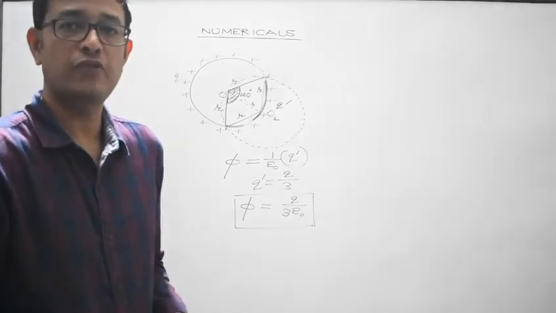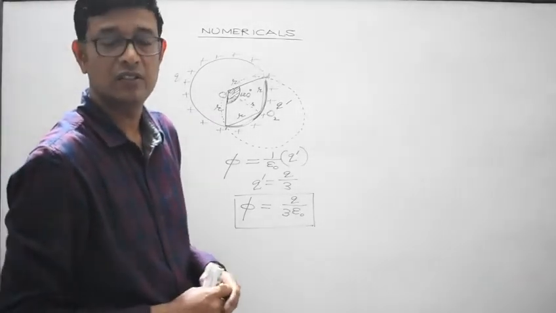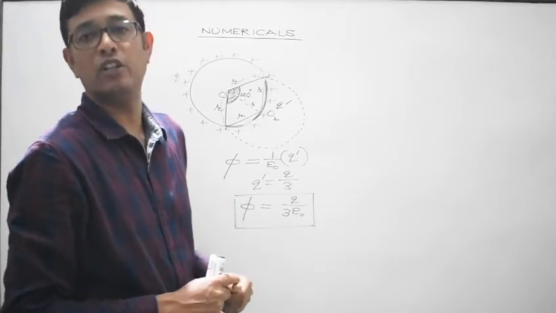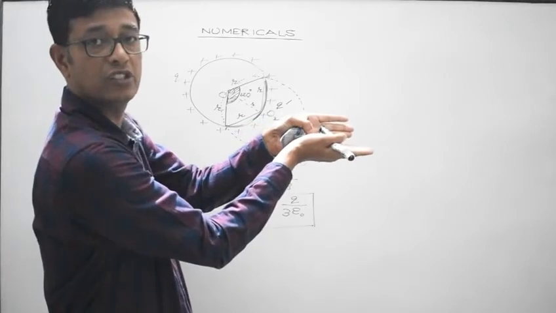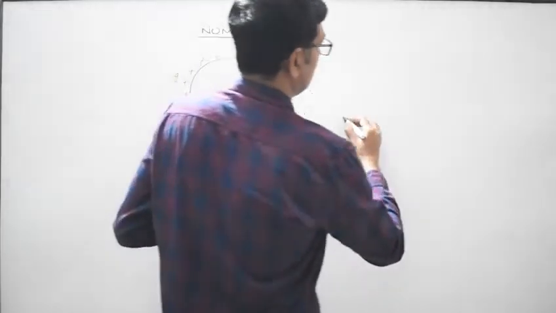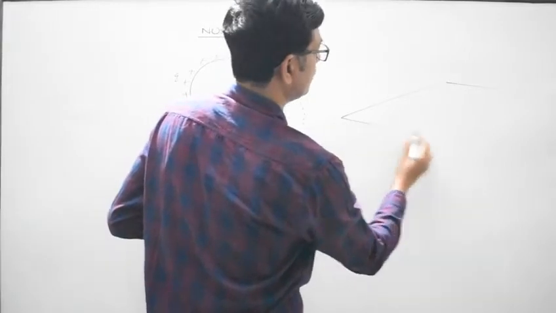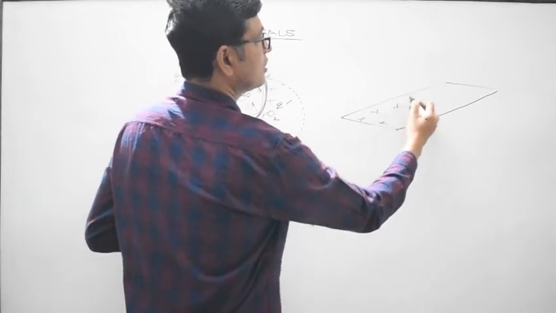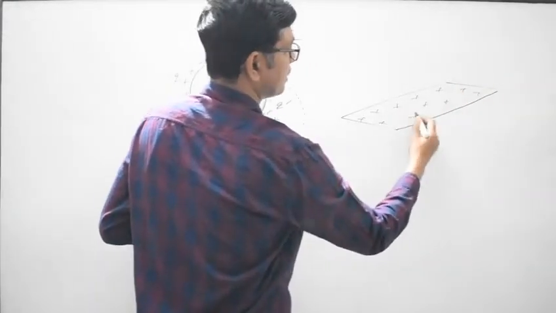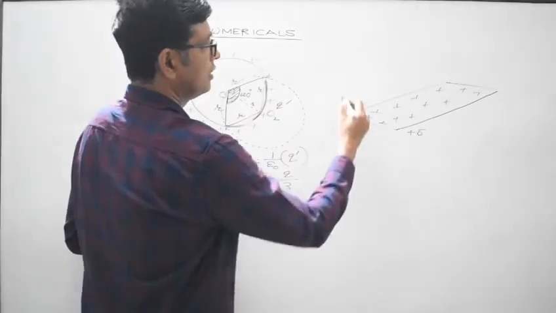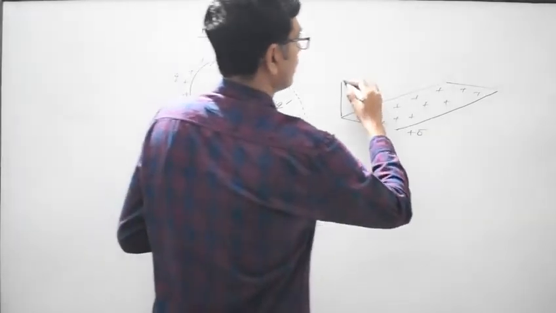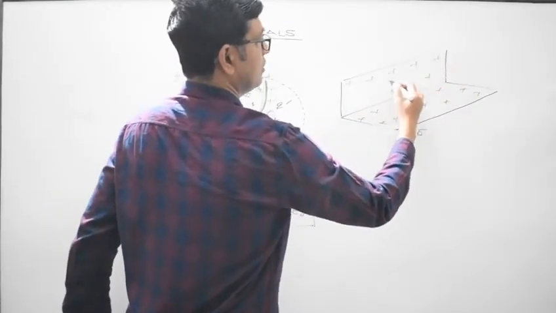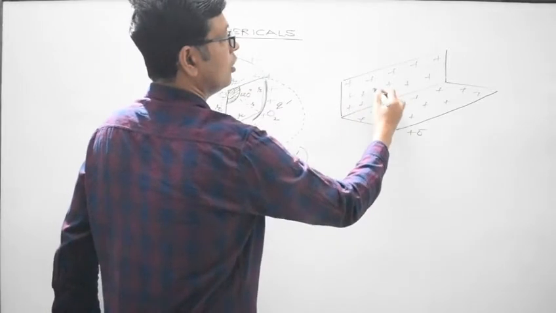two plane sheets of charge of negligible thickness, each having surface charge density of plus sigma, are placed perpendicular to each other. Like this, they are placed perpendicular to each other. I'll represent it with the help of a diagram. Suppose this is one of the plane sheets having positive charge density, say plus sigma, and this is another one. This is another sheet, and both are placed perpendicular to each other. And remember, they are of negligible thickness.